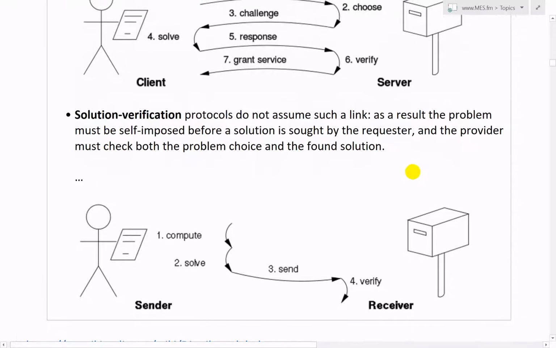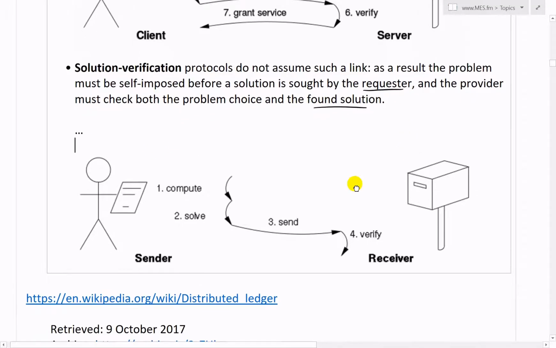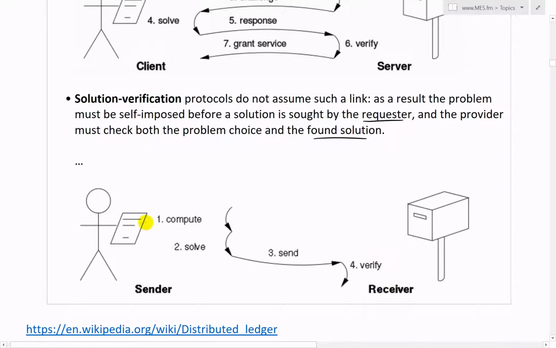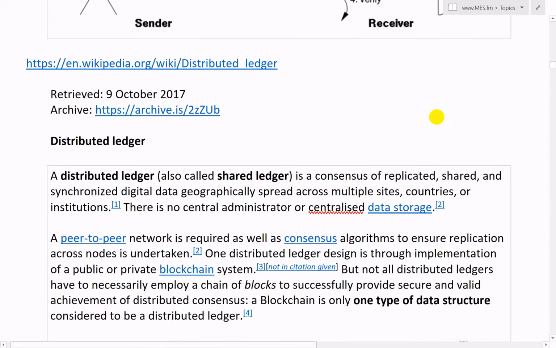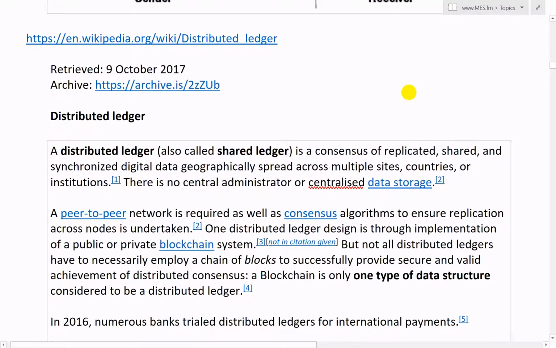And then the solution verification protocols do not assume such a link. As a result, the problem must be self-imposed before a solution is sought by the requester, and the provider must check both the problem choice and the found solution. So in this case, there's a receiver. The sender needs to do that computation right away, send it, and it just verifies if it's right. It's usually just a mathematical operation that's hard to solve, or just time consuming, even with a computer.